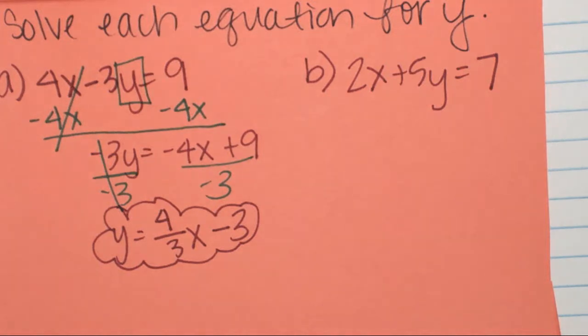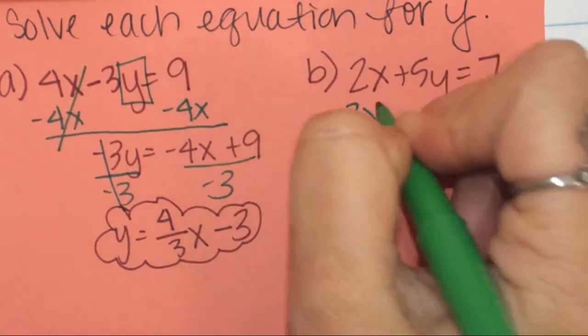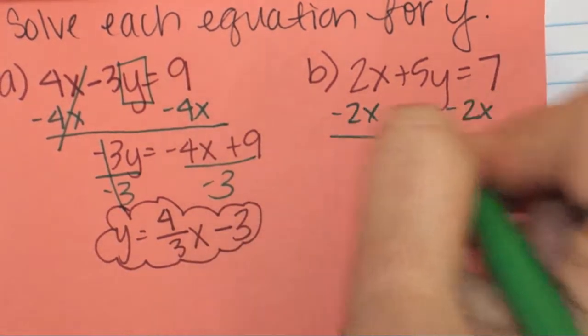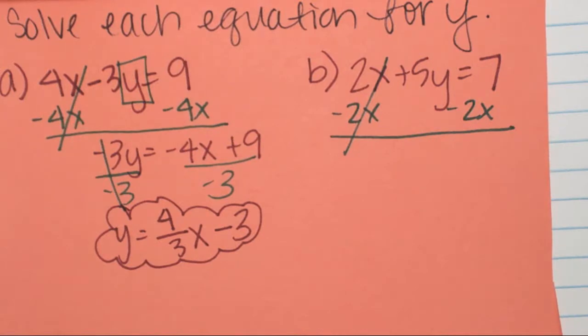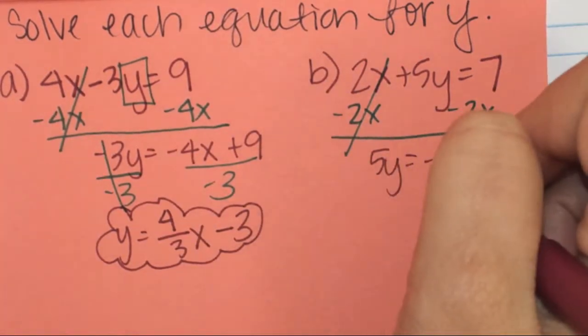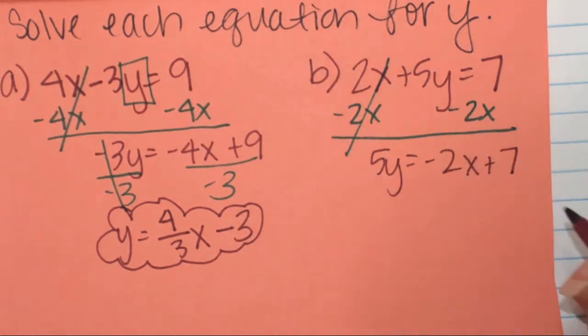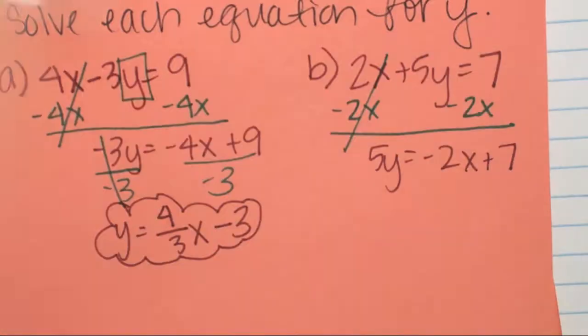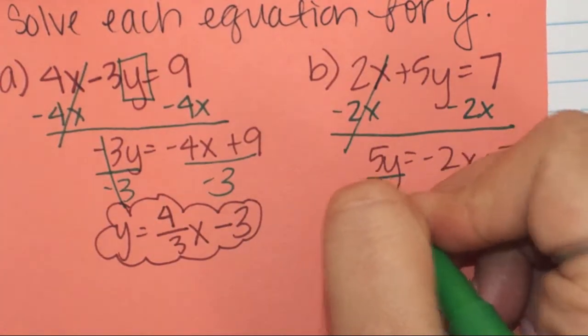Alright, can somebody tell me what to do first? Take a point if you said subtract 2x. And then I get 5y equals negative 2x plus 7. And then what do we do? Divide by 5. Take a point, Elmer.